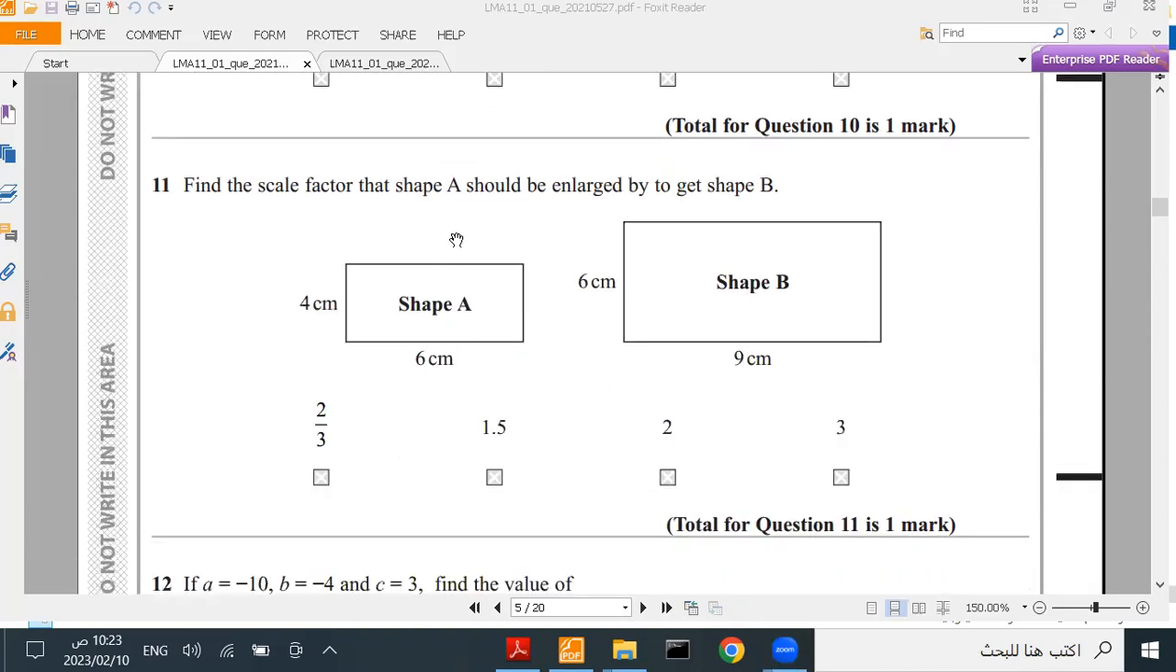Find the scale factor. Shape A should be enlarged by what to get shape B? It means they want the scale factor that turns A into B.